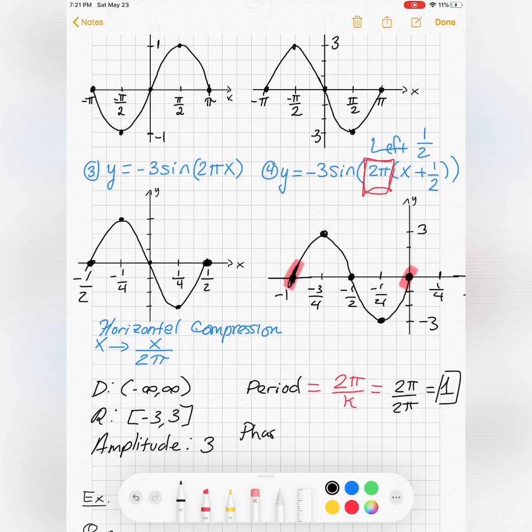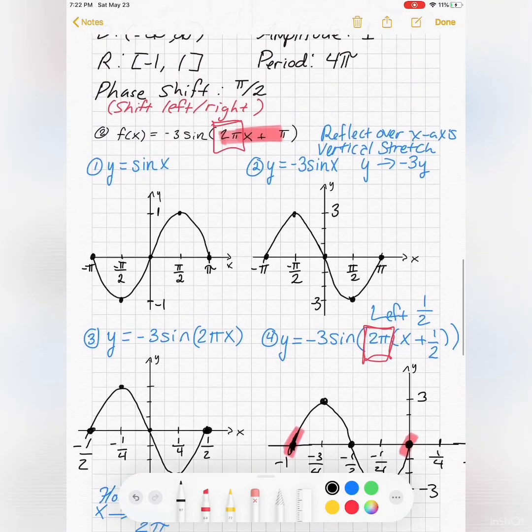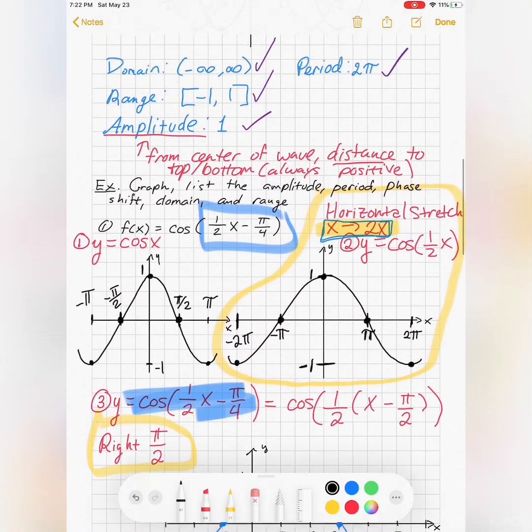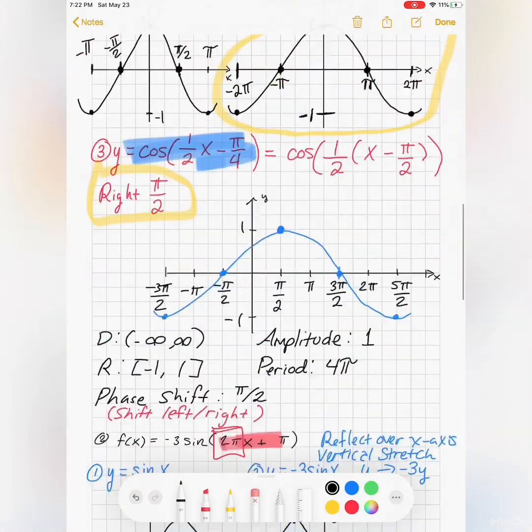What about the phase shift? This guy was shifted left by a half. So we'd say the phase shift is negative half. Okay. So, I can actually read some information off from these just by kind of looking at them.